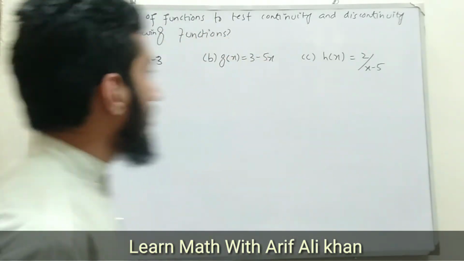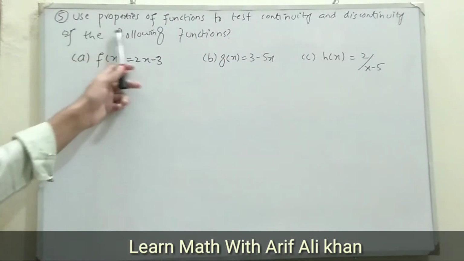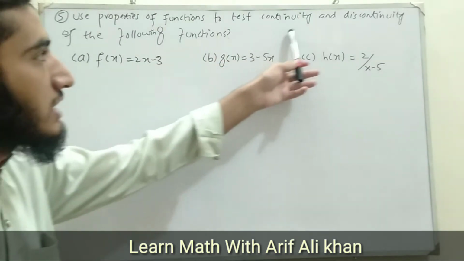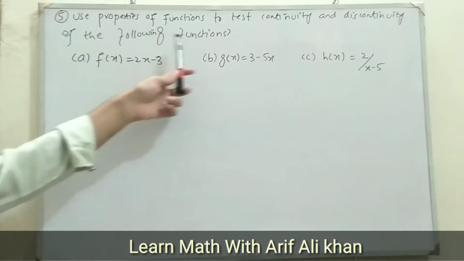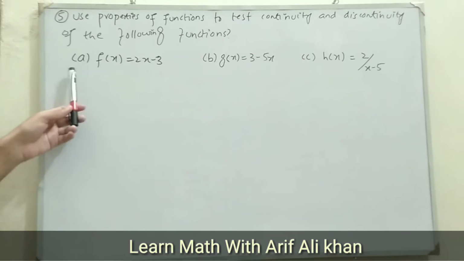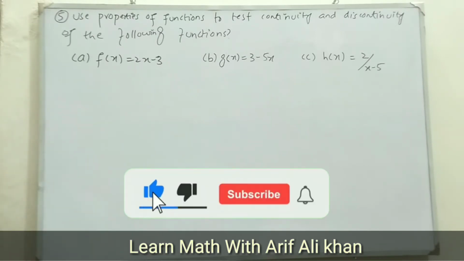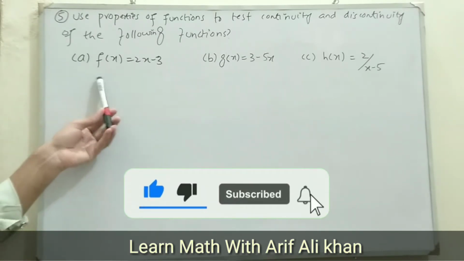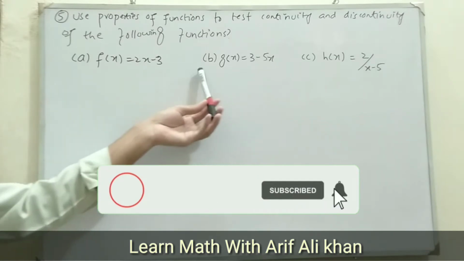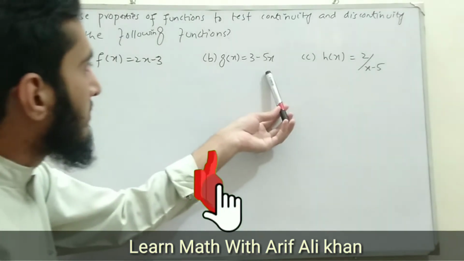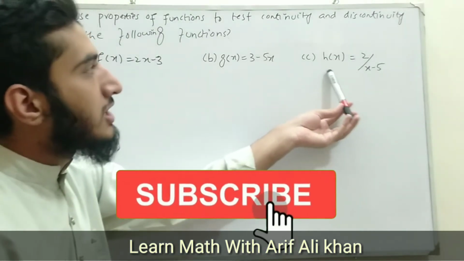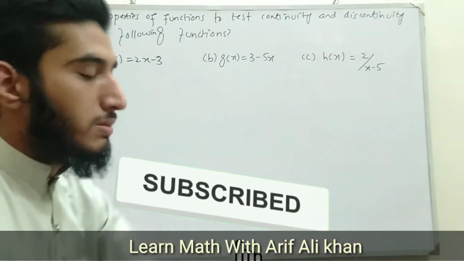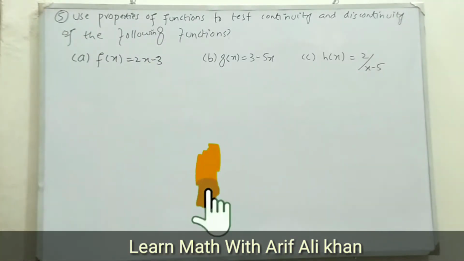So let's move toward question number 5. It tells that use properties of functions to test continuity and discontinuity of the following functions. There are 6 parts in this question. Part A tells that f of x is equal to 2x minus 3, part B tells that g of x is equal to 3 minus 5x, and part C tells that h of x is equal to 2 divided by x minus 5. Actually, what is a continuous function and a discontinuous function?